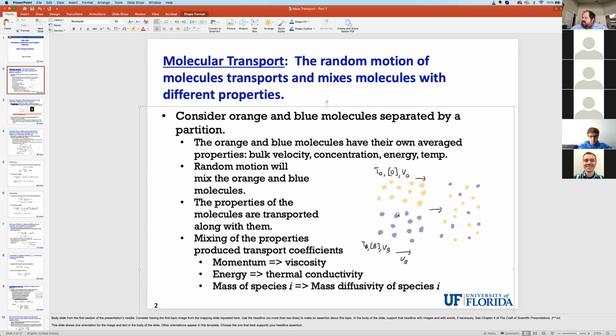And then there's a third one, and that is the mass. If we keep track of the mass of species i, or the mass of the blue molecules, as they migrate up, you wind up with something called the mass diffusivity of species i, and I will discuss that in the following slides. And you wind up, from first principles, deriving the so-called Fick's law of diffusion.